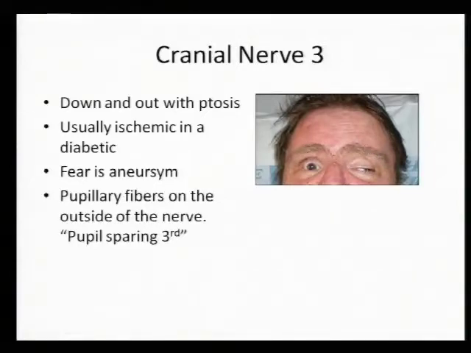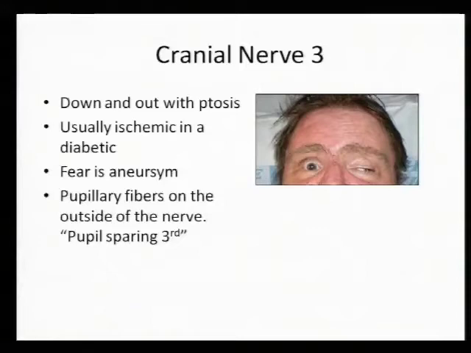But generally, if it's an older individual, you're starting to think about ischemic problems to that nerve. Yes, you can have strokes to the nerve. You can have strokes to your brain, but in this case, the third nerve has suffered a stroke. The fear is always, well, they've got a headache and maybe they've got an aneurysm that's pressing on the nerve and acutely caused the problem. And this is where you get into the whole thing about pupil-sparing third.